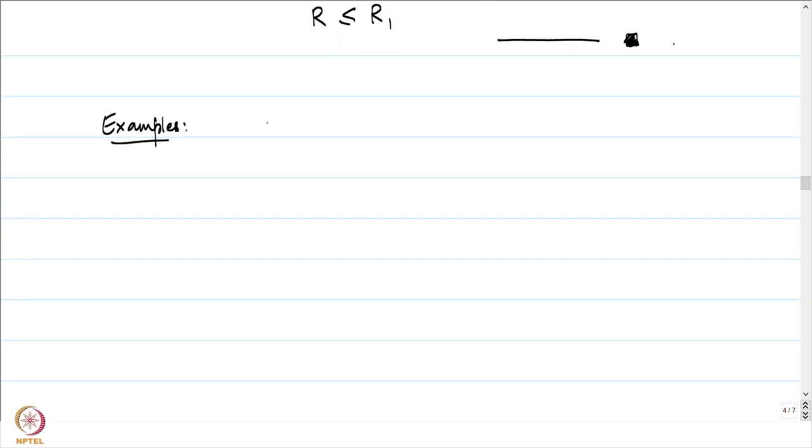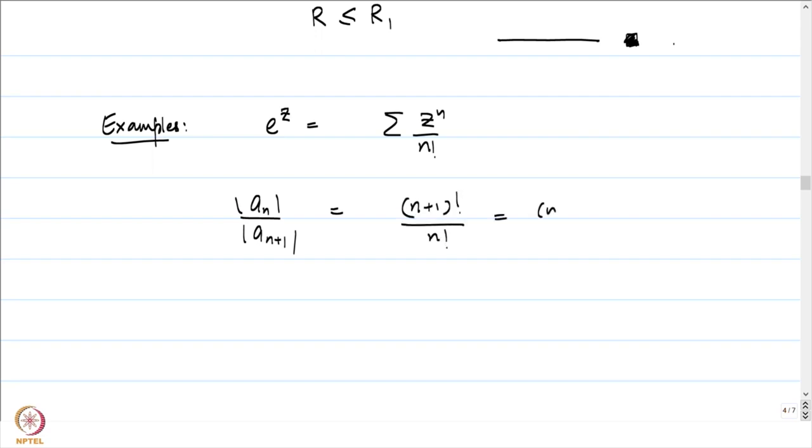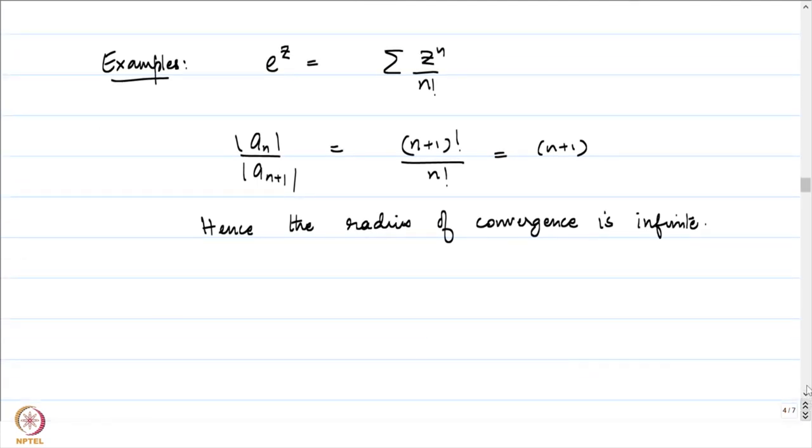Let's look at the example we are familiar with, e to the power z equals summation z to the power n by n factorial. Here a n is 1 by n factorial, and if you look at mod a n by mod a n plus 1, for every natural number n, this is equal to 1 by n factorial by 1 by (n plus 1) factorial. Let me write it down as (n plus 1) factorial by n factorial, which is equal to n plus 1. So if you look at the lim sup and the lim inf, both turn out to be infinite. Hence, the radius of convergence is infinite. The exponential converges on the entire complex plane.